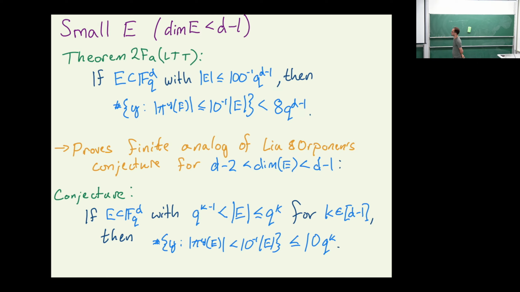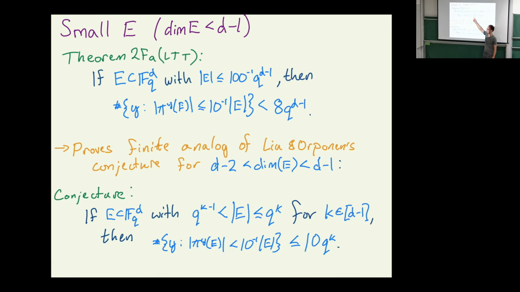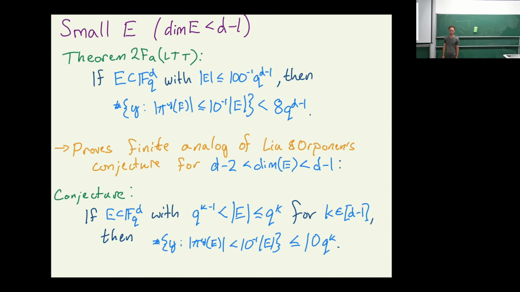So if you have a set of points that's much smaller than the number of points that fits in a hyperplane, and you look at the set of points from which the radial projection is much smaller than the set itself, then this is not much larger than the number of points contained in a hyperplane. This is up to the value of the constants. This is exactly what we would expect to be true there. And so this proves the top range for Liu and Orponen's conjecture, the finite analog of it.